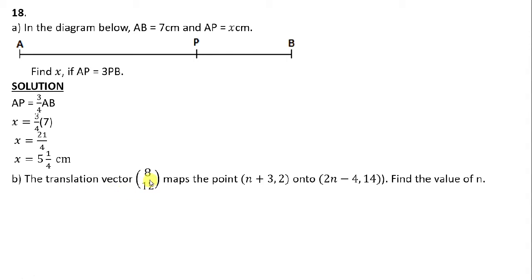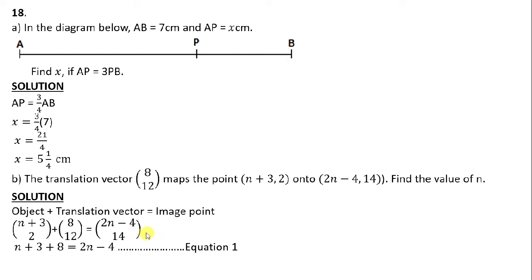The translation vector (8, 12) maps the point (n plus 3, 2) onto (2n minus 4, 14). Find the value of n. Now, a translation vector describes a movement in the x direction and in the y direction. So the object has to be added to the translation vector to get the image point. So the object plus the translation vector is equals to the image point.